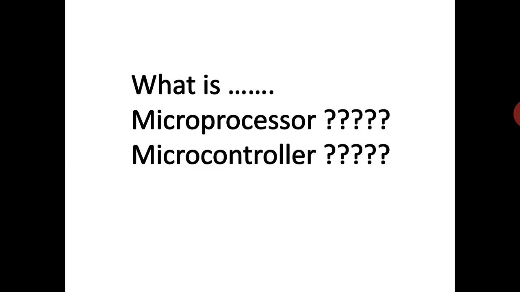A microprocessor does not have any RAM or ROM and no input output ports on the chip itself. And a microcontroller has all of these present: RAM, ROM, input output ports. A microcontroller has many of these features. It is a computer by itself, so a microcontroller is also called a single chip microcomputer.